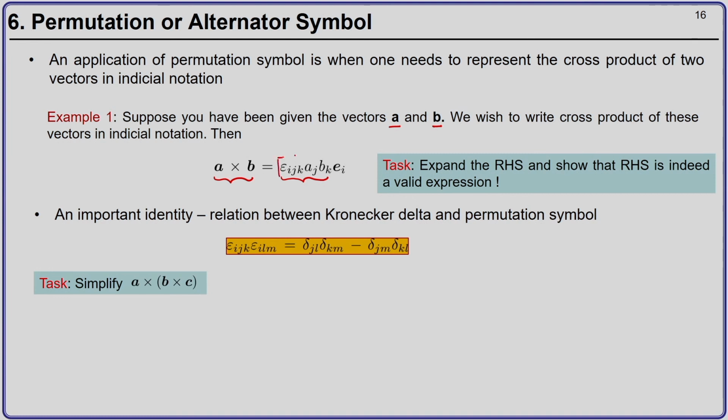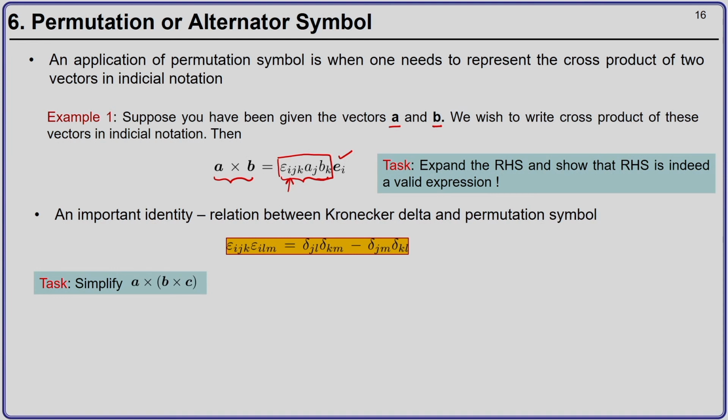So, the coefficient of this basis vector e i is epsilon i j k a j b k. That is how the permutation symbol enables you to write the cross product of two vectors in indicial notation.